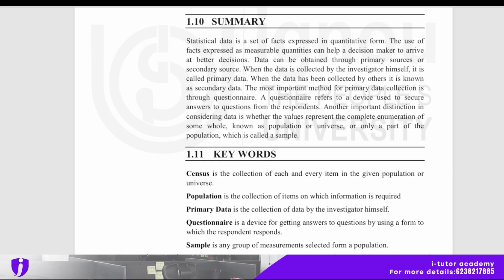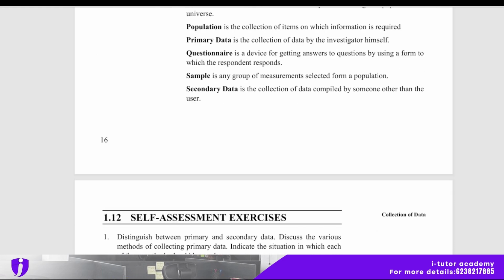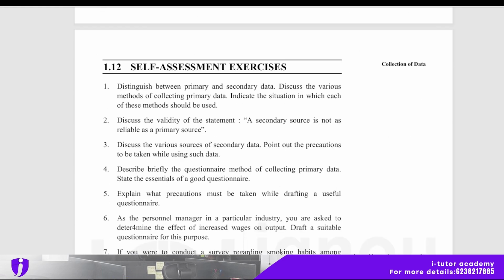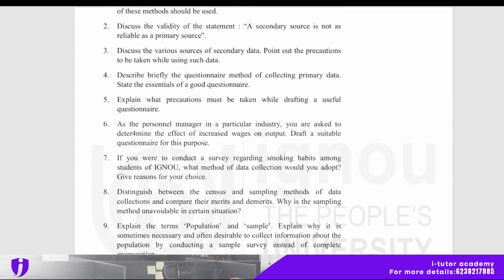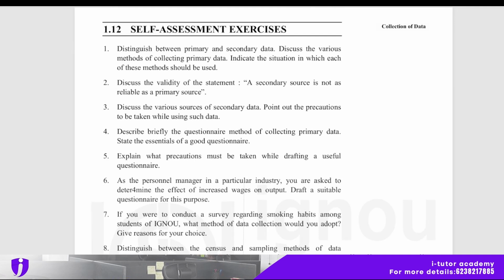And keywords are here. If you feel any words are difficult, you just refer to this area. And self-assessment questions are also here. So there are 9 questions from this chapter. Distinguish between primary and secondary data. Discuss the various methods of collecting primary data. Indicate the situation in which each of these methods should be used.